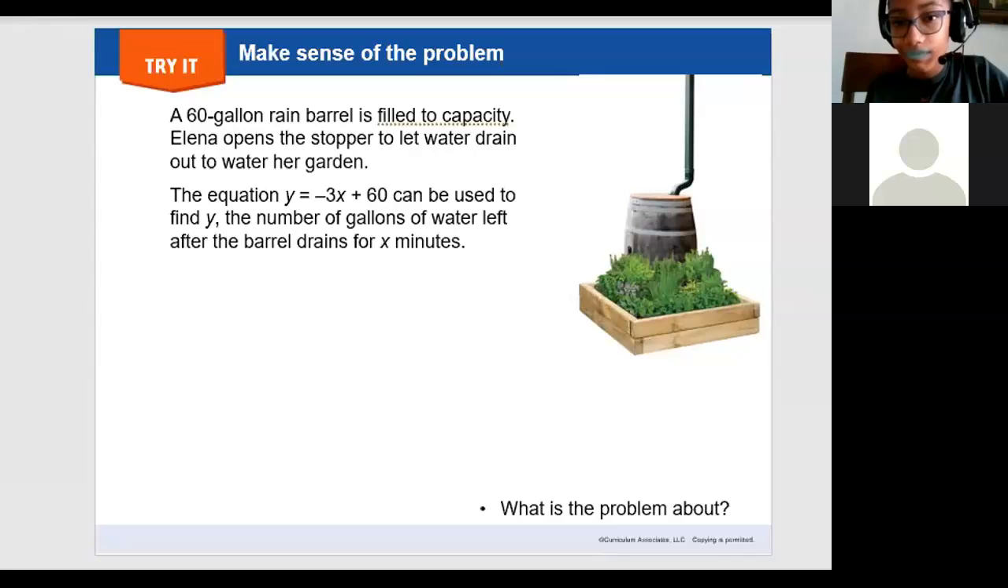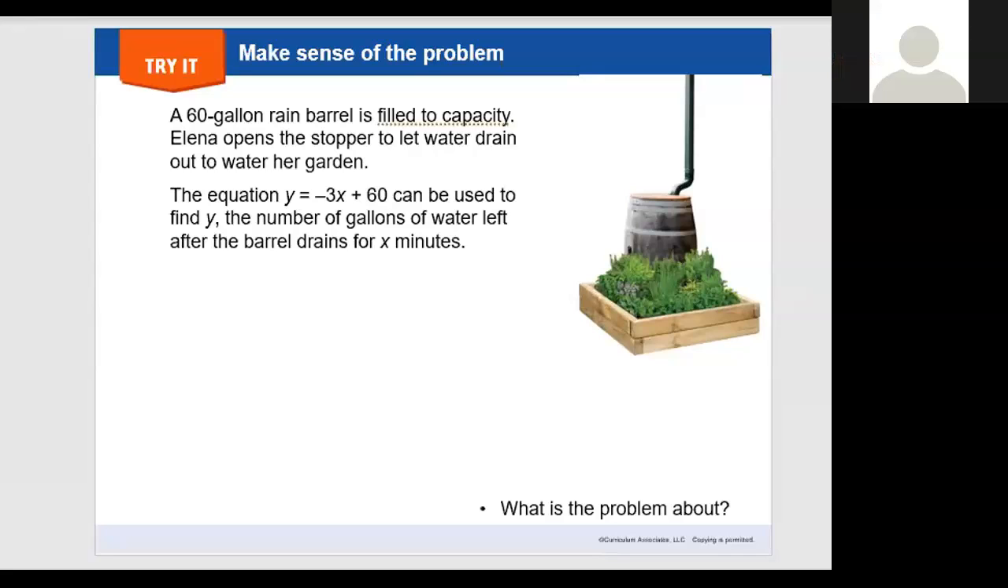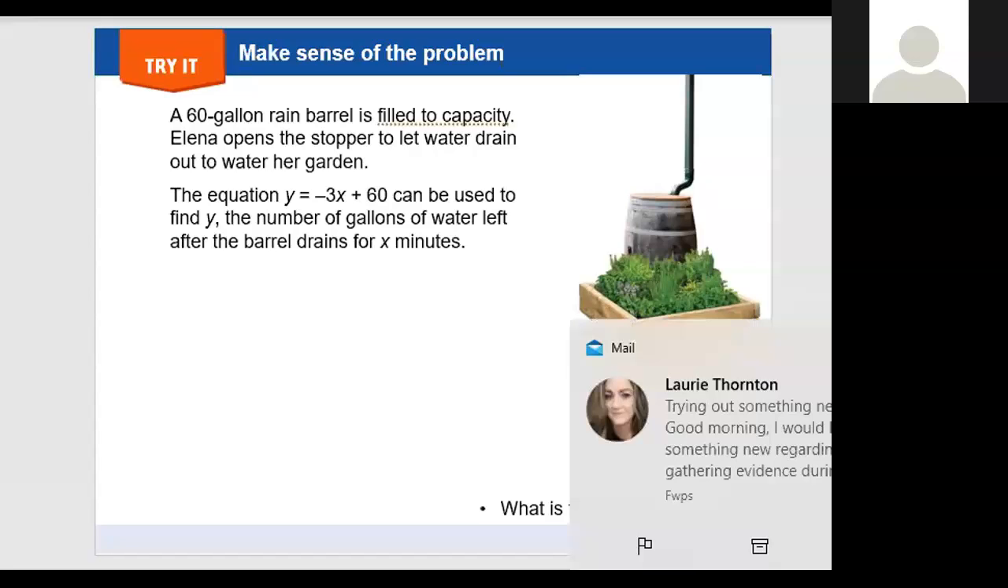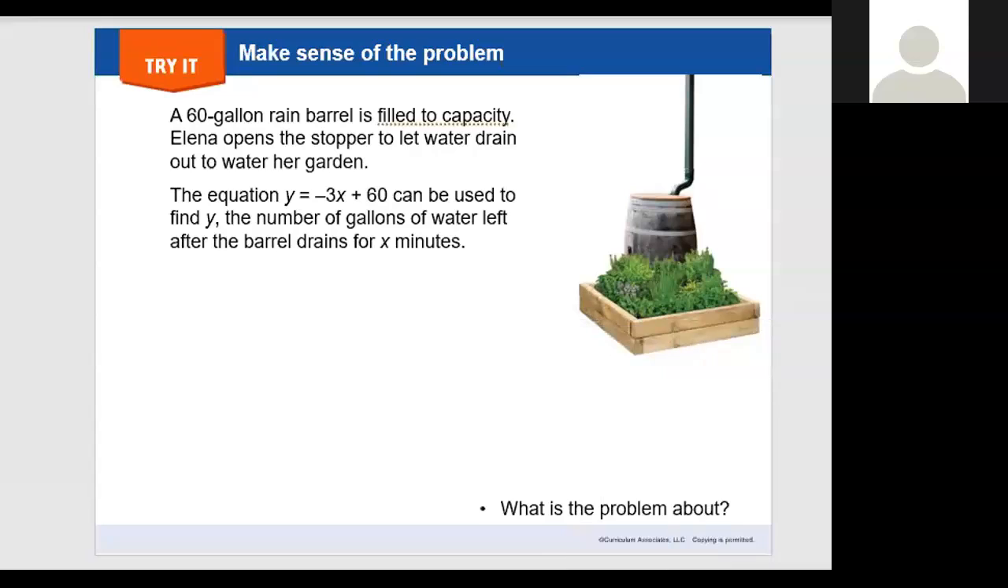So what is this problem about? What are the two things that this equation is comparing? You can throw it in the chat. You can unmute yourself and talk. Kamaya, what's the problem about? Based on what I'm seeing, it looks like you're comparing -3x, which I guess in this case, I think x the unknown value along with y.